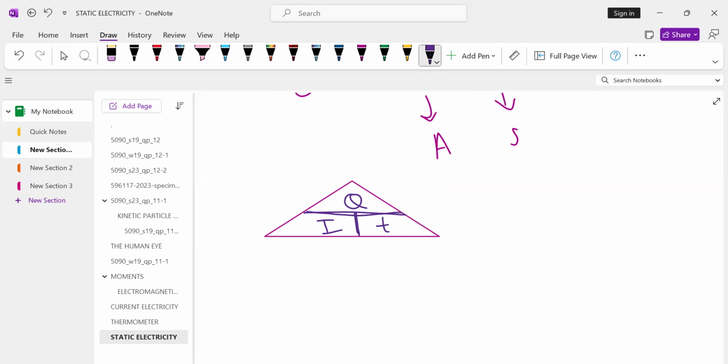And when you put your finger on time, you have to find time. For example, you have to find time, so charge divided by current. So you can rearrange this formula to find time, current, or charge.